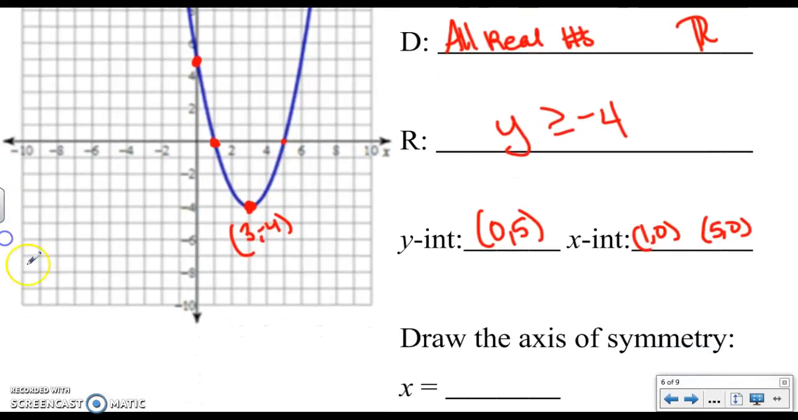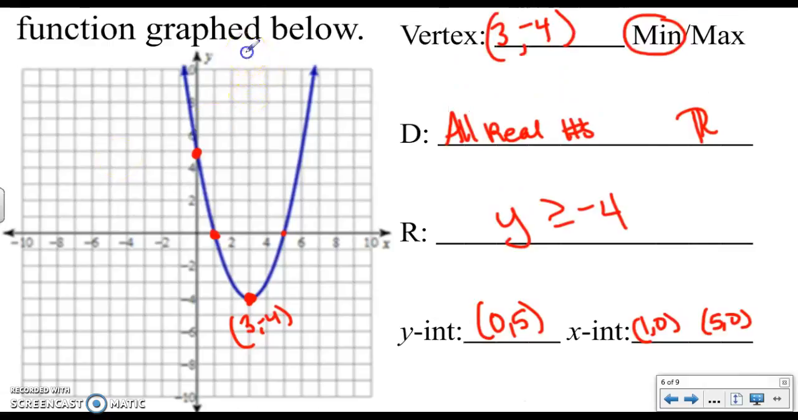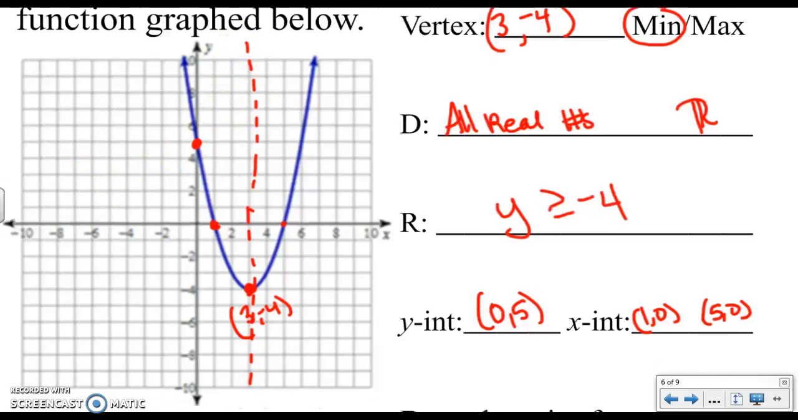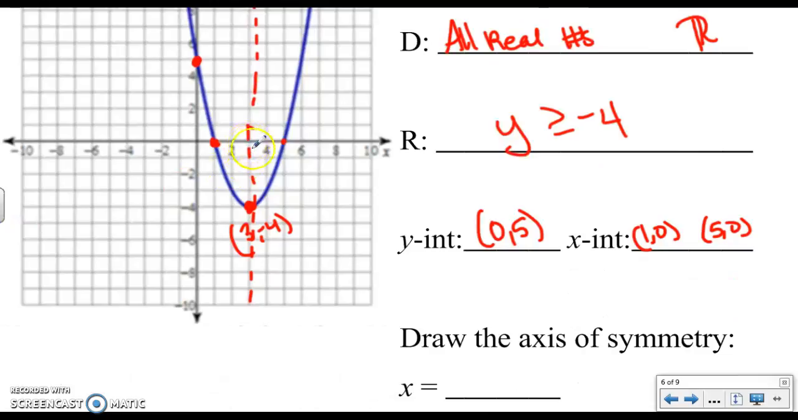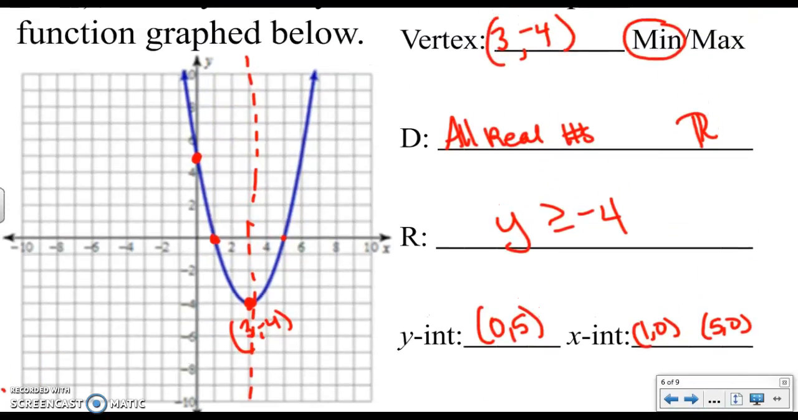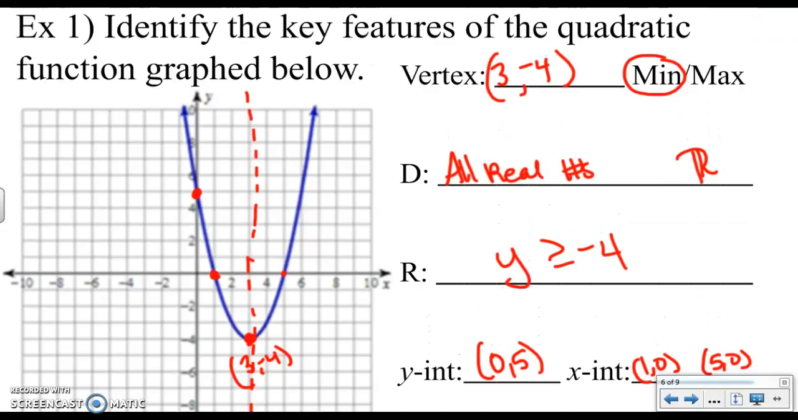And then it says to draw the axis of symmetry and write the equation. My axis of symmetry goes straight through the middle of the graph. I apologize, that's off a little bit. So my axis of symmetry is right there, and it goes through this 3. So x equals 3, because that's where it goes through our x-axis. Those are the key features you're going to need to identify throughout this unit when we're graphing parabolas.